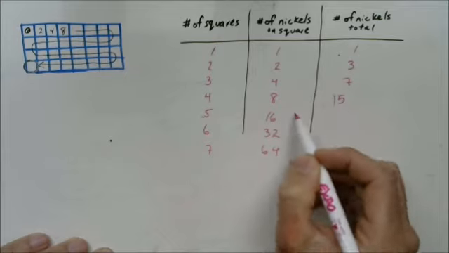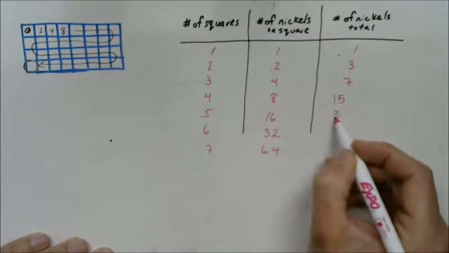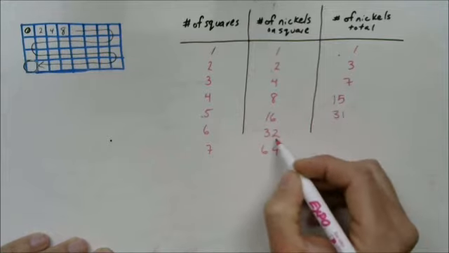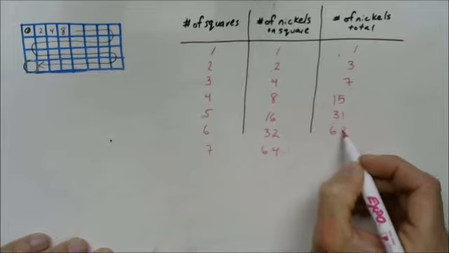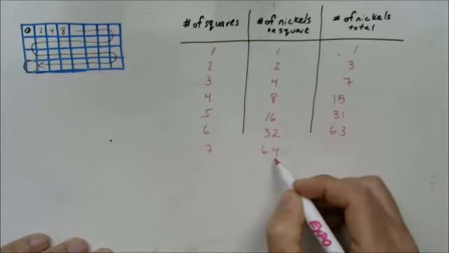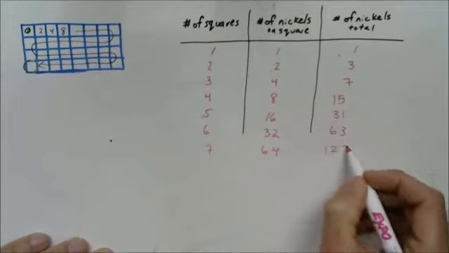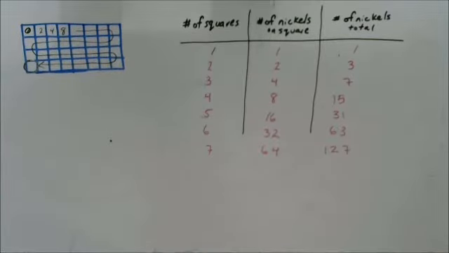So you're starting to see a relationship. 15 plus 16, 31. 31 plus 32, 63. 63 plus 64, 127. Now we are being asked at the bottom of that chart to develop a formula for the total number of nickels on the board and use this formula to calculate the total number of nickels on the game board. So what we're going to do is look for a pattern and look for things that we know.